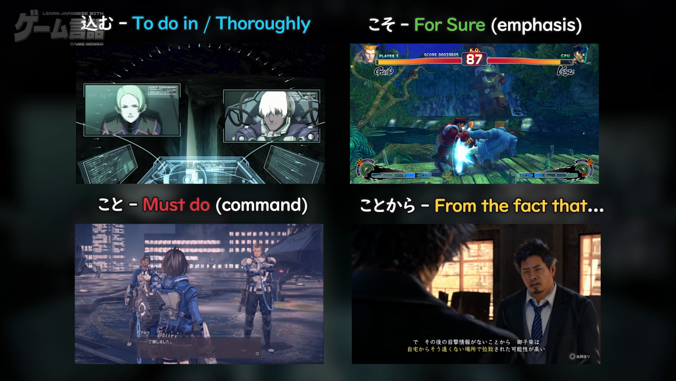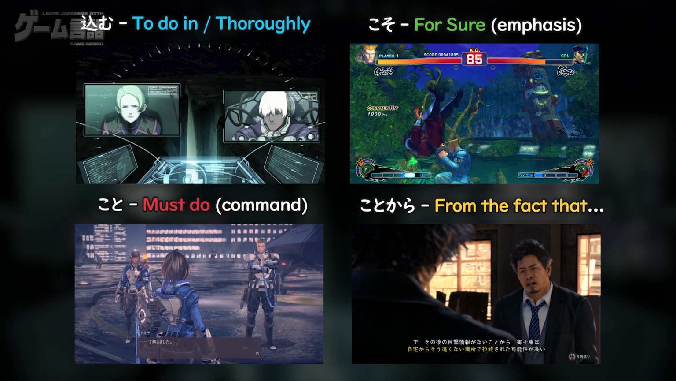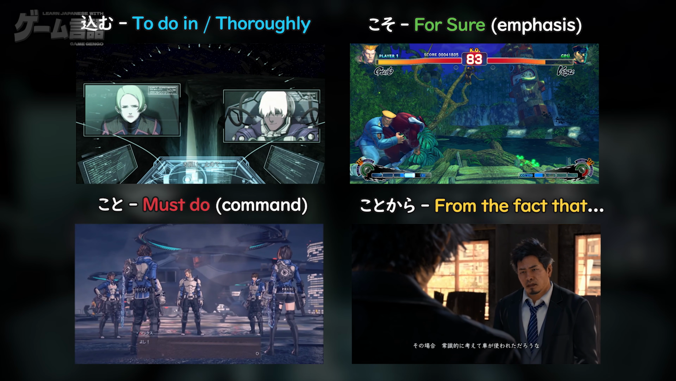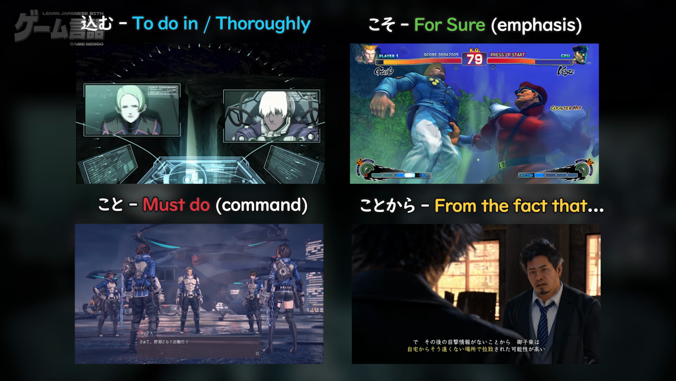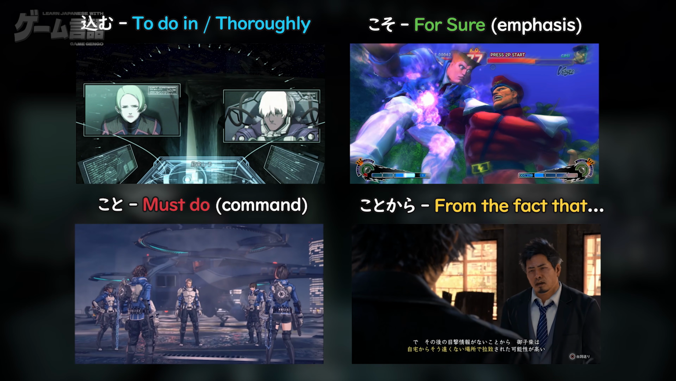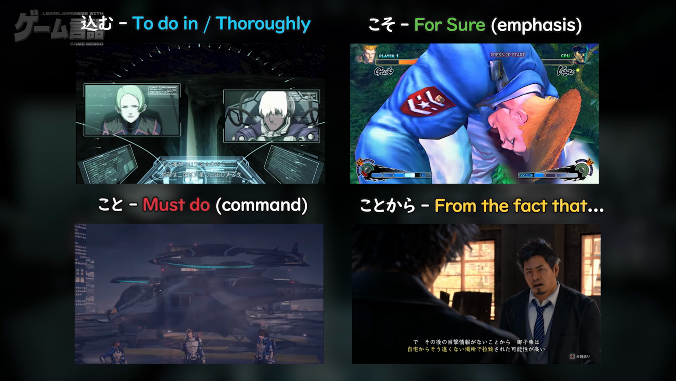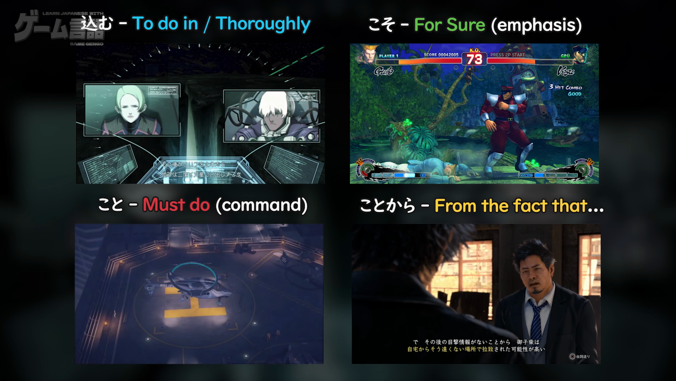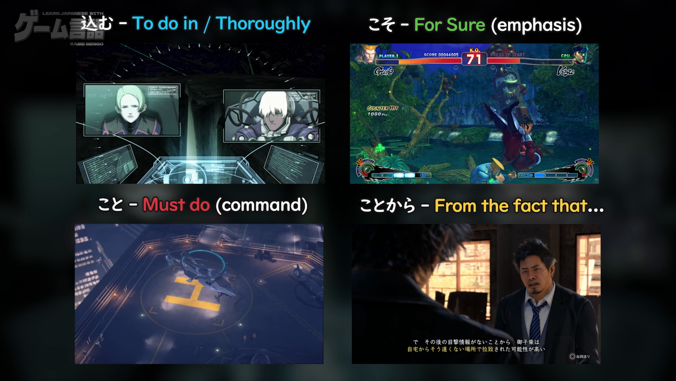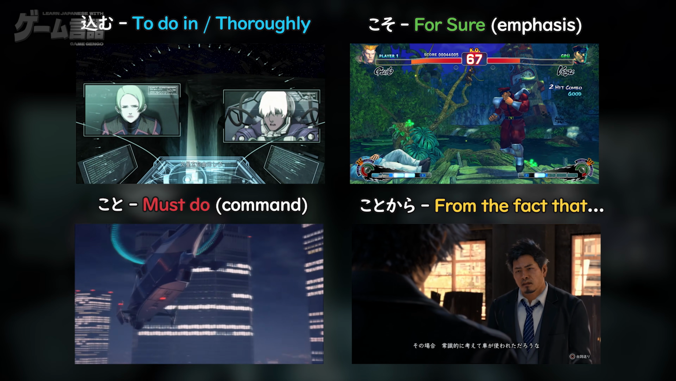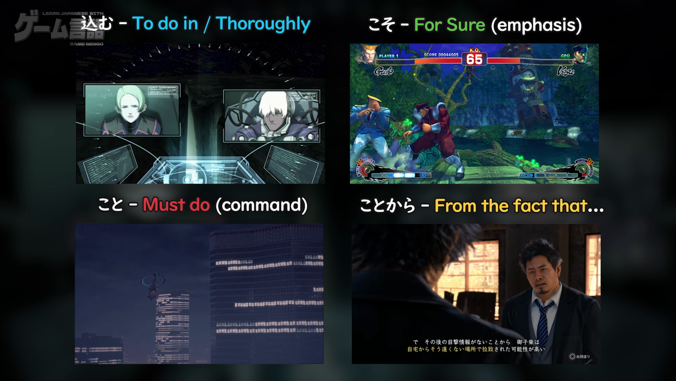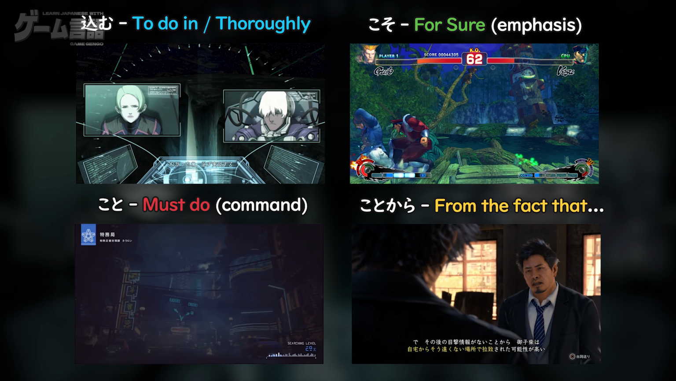A lot of people have issue with KOMU, but I personally like to really remember that KOMU is to do an action in an inner motion. And this can be to do something deeply as well, as in to thoroughly do something, it still has this kind of inward motion, right? Even if there isn't actually any motion at all, like omoi komu, to deeply think about something. You can see the thoughts deeply penetrating your mind.